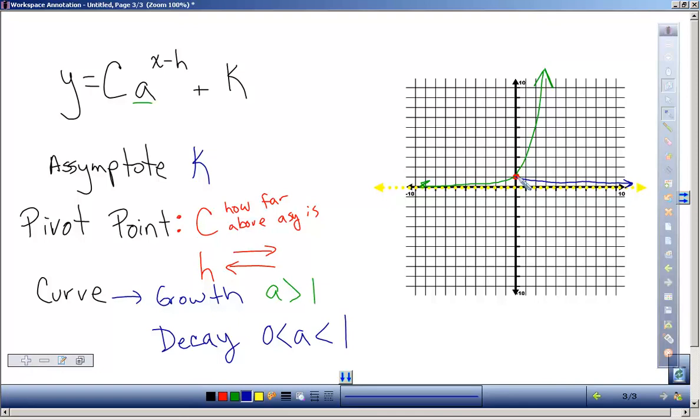For decay, it's going down. So on the right-hand side, it's actually getting closer and closer and closer and closer to the asymptote, never quite touching it. And then on the left-hand side of the pivot point, it's shooting up and getting as far away from the asymptote as it can. So you end up with these curves. These are the 3 things that we'll be checking for on the graphs this unit. Your asymptote to be in the right place, your pivot point to be in the right place, and your curves to be in the right place.